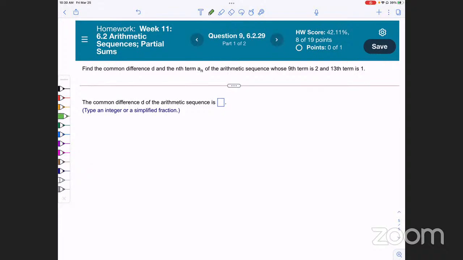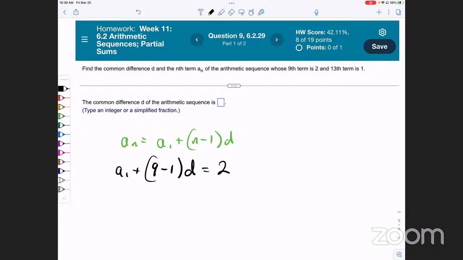Okay. So let's start with the general term. A(n) equals A1 plus n minus 1 times d. And then we're given that the ninth term, so that means we have A1 plus 9 minus 1 times d, and the output should be 2.